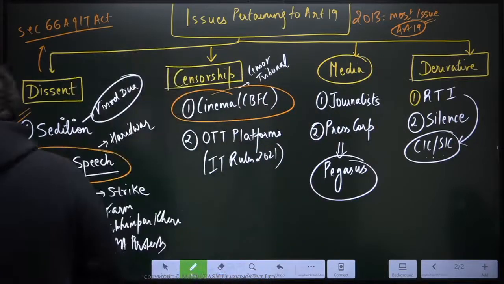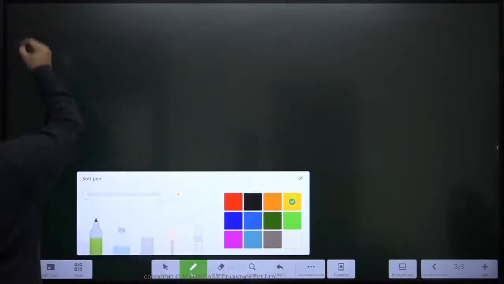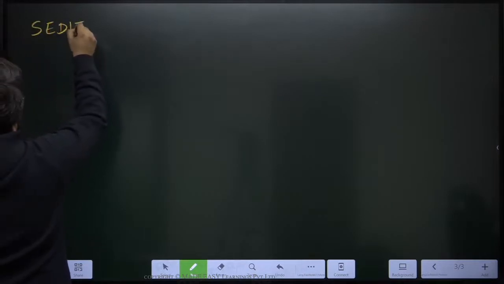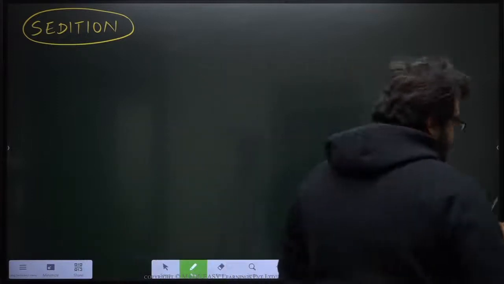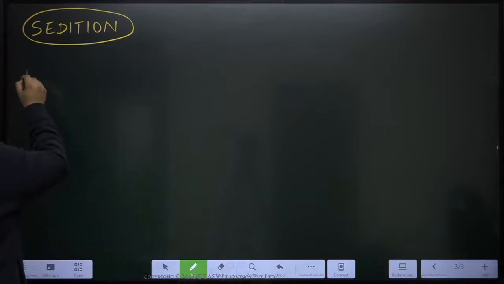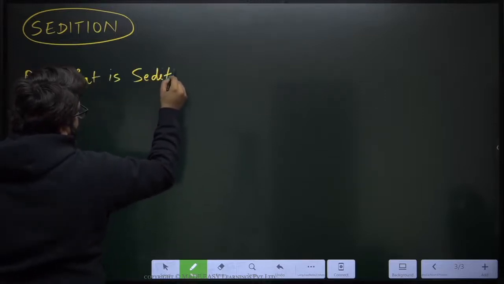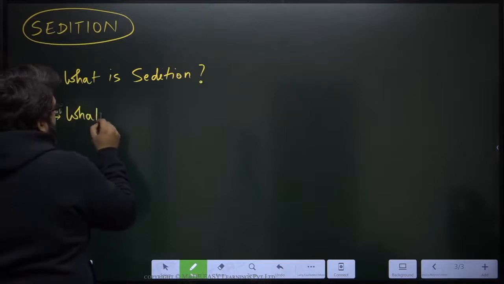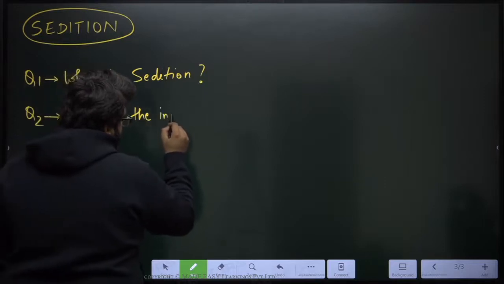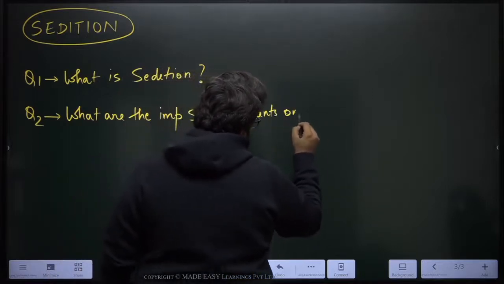All right. Now let us start with sedition, our first issue under Article 19. Now, when we discuss sedition, we must understand what are the questions that can come as far as the exam is concerned. Okay? So, what are the basic things that we need to know? Question number 1, we need to know what is sedition. Then we need to know what are the important Supreme Court judgments on sedition.